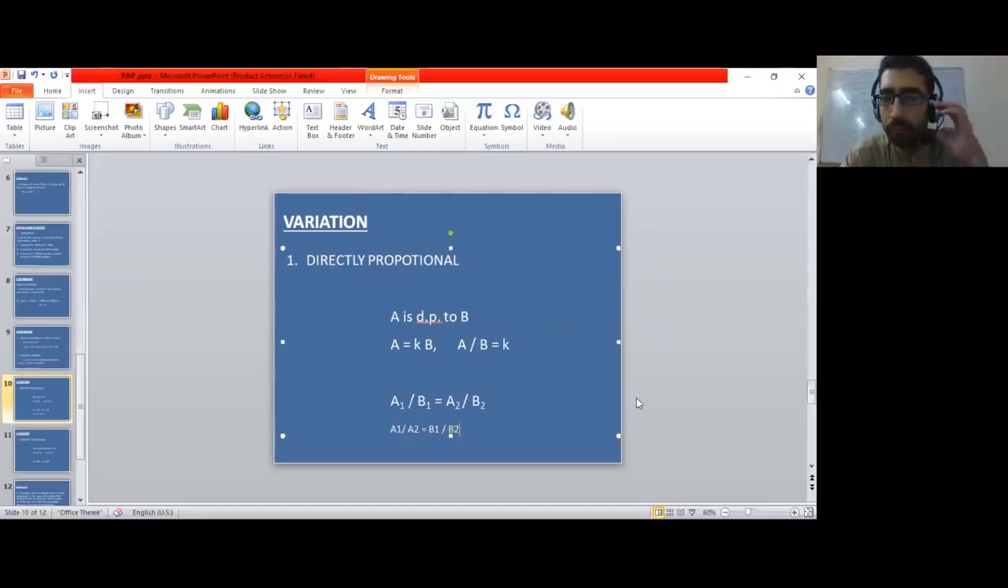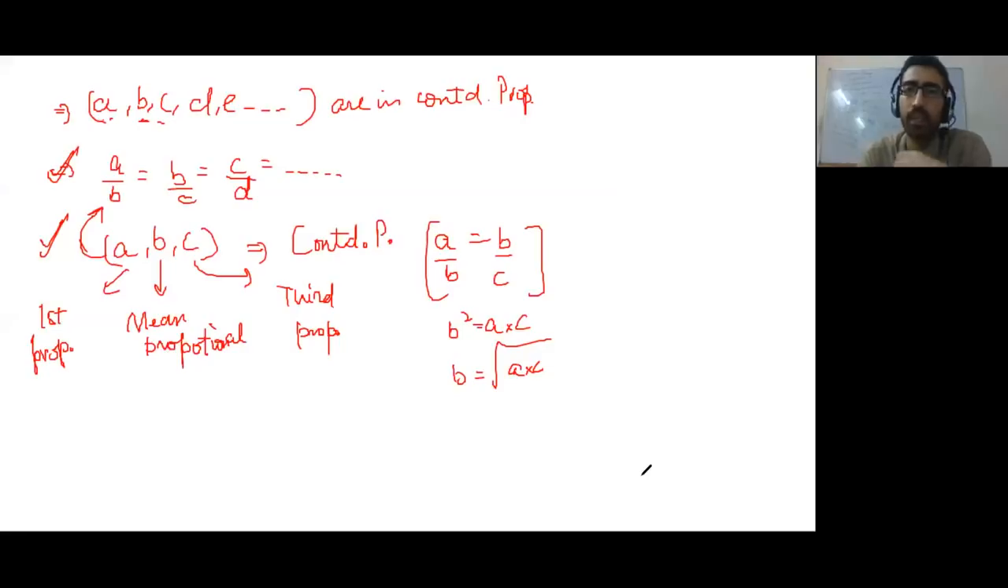A1 and A2 are two different values of the variable. Let me give you an example. Say a question says, and of course this again is something relatable, distance is directly proportional to speed.